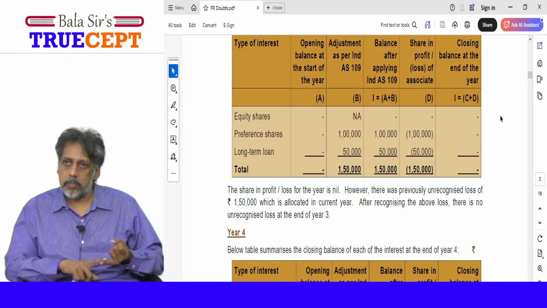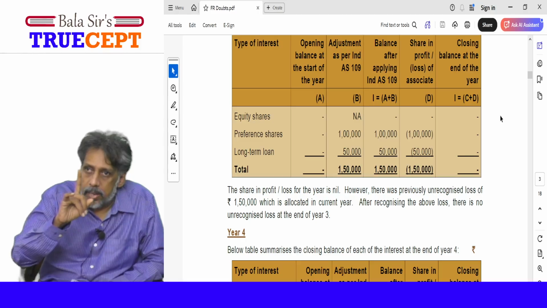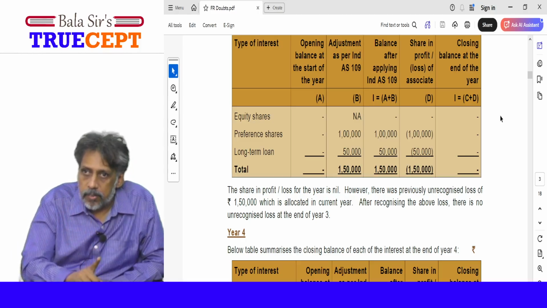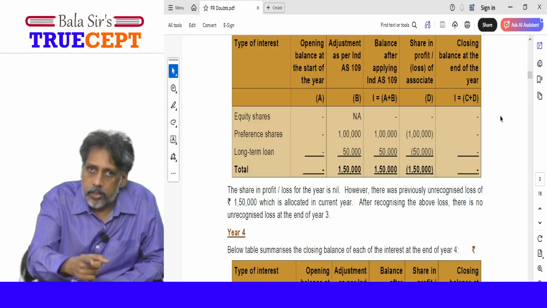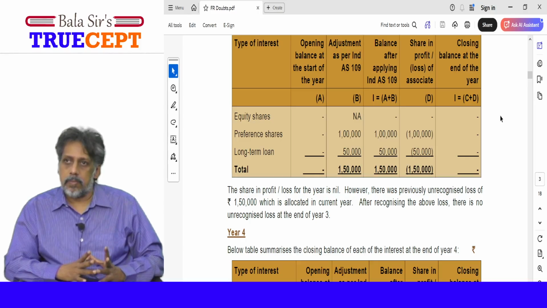And then closing balance is nil. Remember the long term loss of 1 lakh 50,000 was not recognized. All that 1 lakh is now assigned to preference shares, right? Next, long term loan again, 50,000 rupees adjustment for the current year. So then the balance also is 50,000.